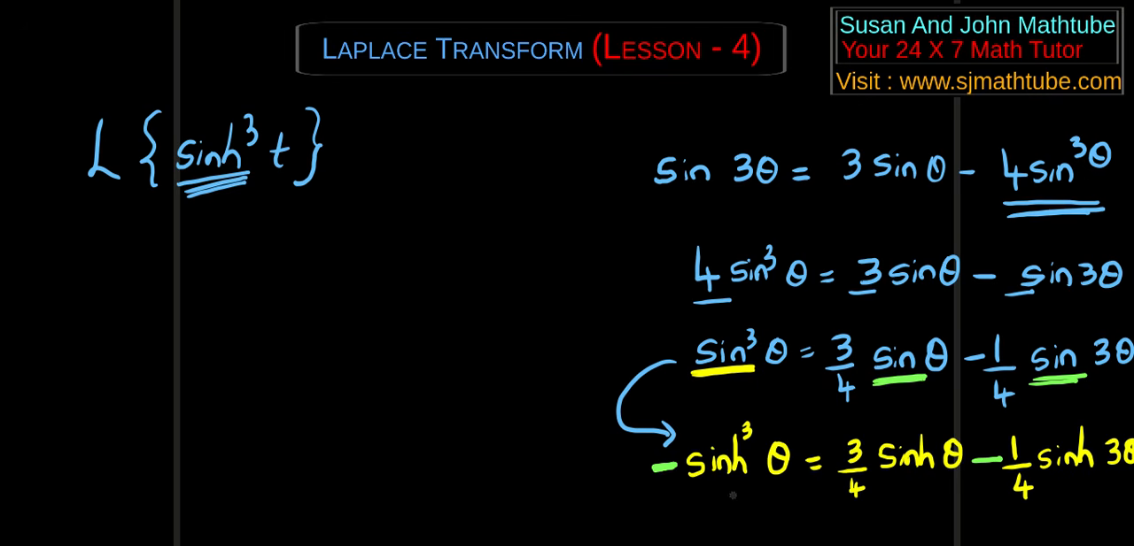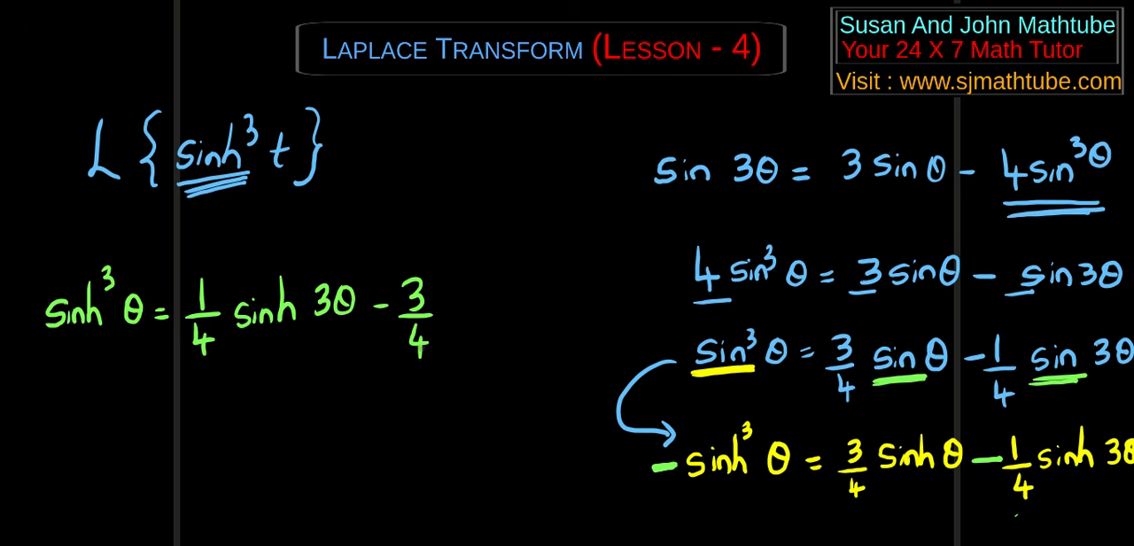That's it. Now I am going to multiply throughout by negative. So I will get sine cube theta is equal to, what happens when you multiply throughout by negative? Yeah, it will get reversed. So 1 by 4 sine 3 theta minus 3 by 4 sine theta. But we don't have theta here, so be careful.